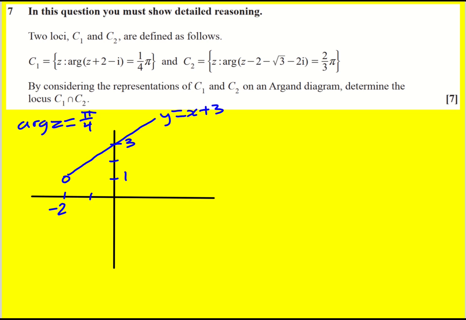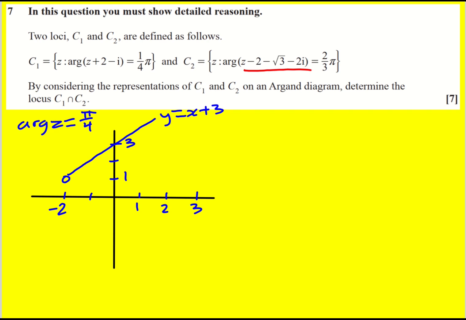So I've got that bit sorted. Now for the other one, more complicated. So we've got 2/3 pi. Remember, pi over 2 is 90 degrees. So 2/3 pi is going to be beyond 90 degrees. It's going to be going back that way. For example, if it was just arg z equals 2/3 pi. But it's not. We've got, again, some translations going on.